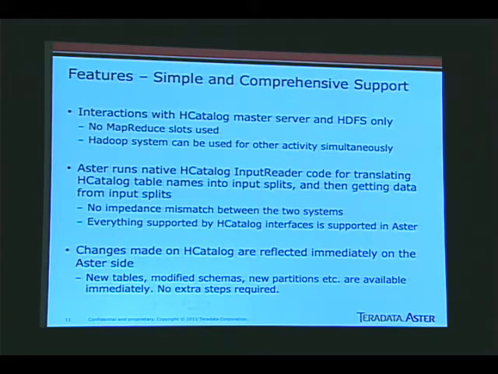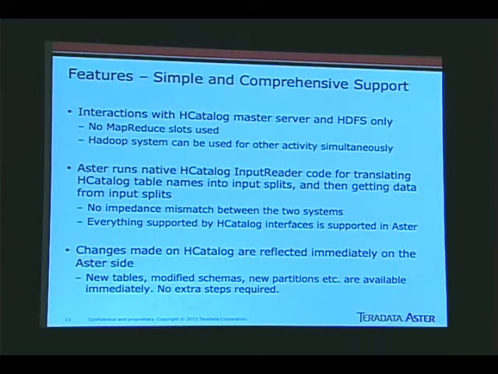Okay, so now I want to talk a little bit about what this enables, because I think this feature is, on its face, a very straightforward and simple feature, but if you look at what it enables and what it gets you, I think it's very powerful. So the interactions of the Aster system are simply with the HCatalog master server and HDFS. That means we do not use up any MapReduce slots on your Hadoop cluster, right? You still have all the MapReduce slots that you had earlier in order to do work on Hadoop. And the Hadoop system can be used for other activities simultaneously.